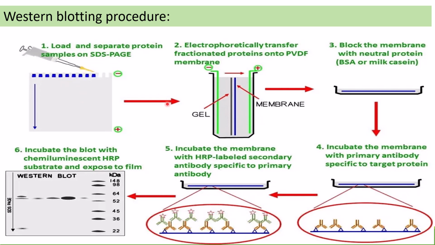Next step is what will happen? We will make the gel and run the samples in the gel. Gel will run like this from negative to positive. Proteins are negatively charged, so they will move from the negative towards the positive side. They will move like this. So what will happen here? Here the higher molecular weight proteins will reside.